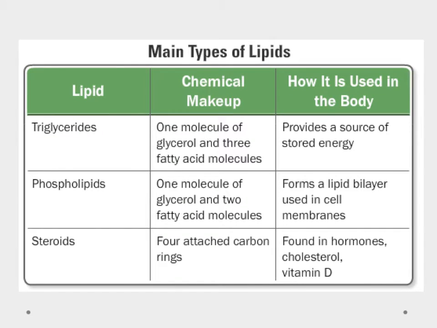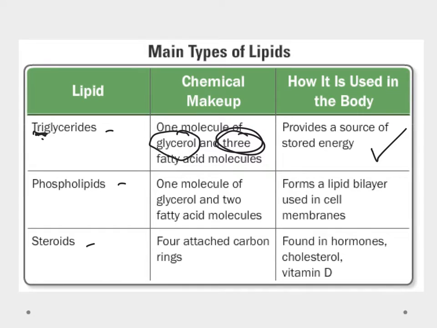Okay, so there are three main types of lipids. They are the triglycerides, the phospholipids, and the steroids. The triglycerides, tri is 3, so that's going to be one molecule of glycerol and 3 fatty acids. That's where the tri comes from. And this is our source of stored energy. So this is how we store excess energy in the body, or an organism stores the excess energy for use later on.